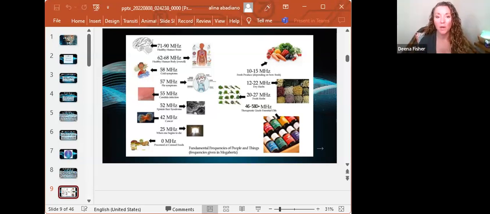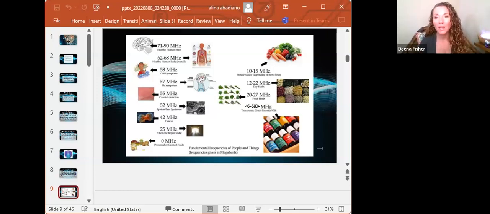Flu symptoms, for example, start at about 57, and cancer starts at about 42 megahertz. Death is technically around in the 20s. But when you get into processed or canned foods, they're at almost a zero frequency. So you are bringing yourself down when you're eating less than fresh organic foods.